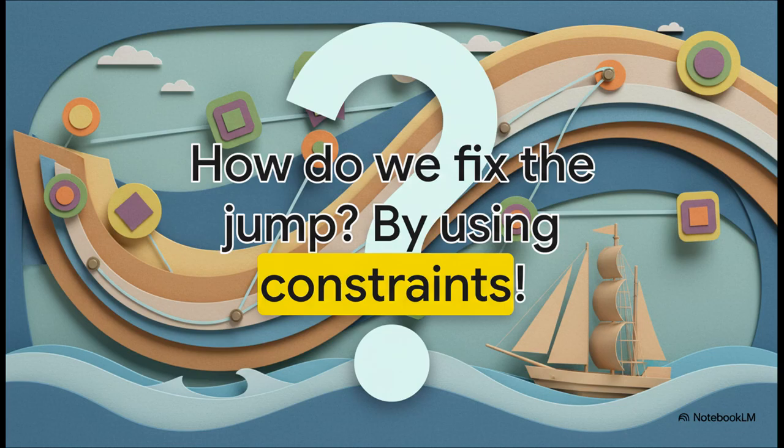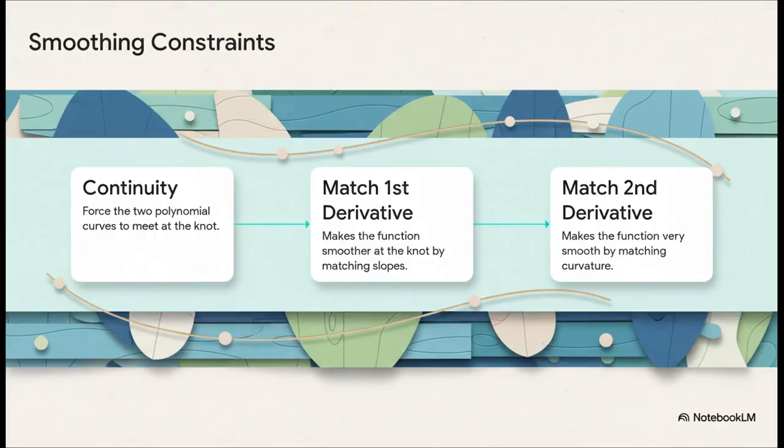It's actually pretty straightforward. We add rules. We're going to mathematically force these two curves to talk to each other by imposing some constraints on our model. We're going to do this in 3 key steps. First, the most obvious one.